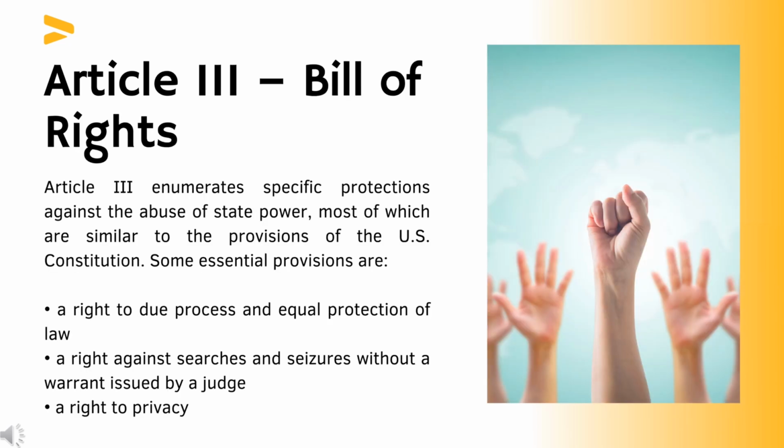Article 3, Bill of Rights. Article 3 enumerates specific protections against the abuse of state power, most of which are similar to the provisions of the U.S. Constitution. Some essential provisions are a right to due process and equal protection of law, a right against searches and seizures without a warrant issued by a judge, and a right to privacy.